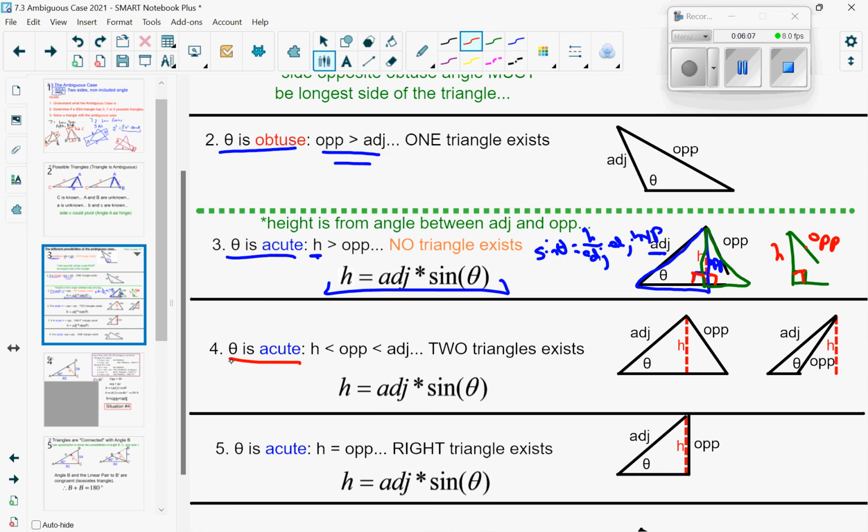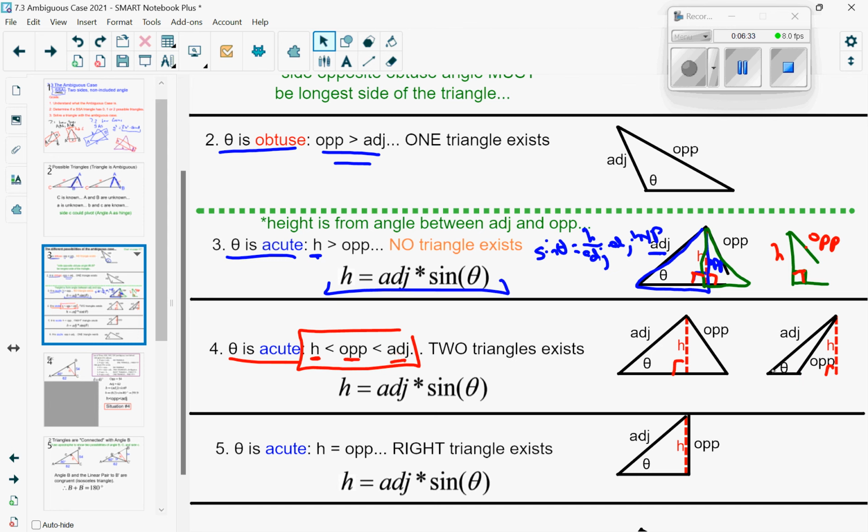If theta is acute, and I find my h, and it is smaller than my opposite and smaller than my adjacent, in this inequality order, we get two triangles that could exist. This one and this one, where theta is right here.